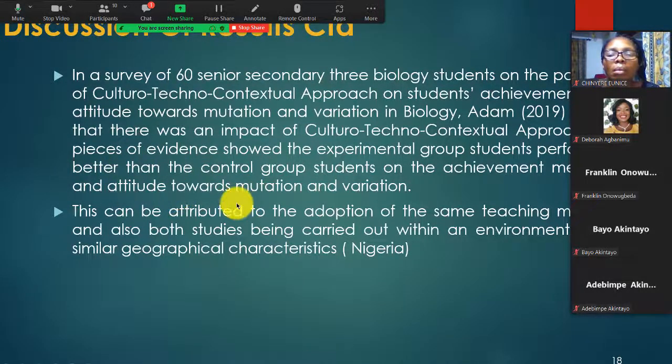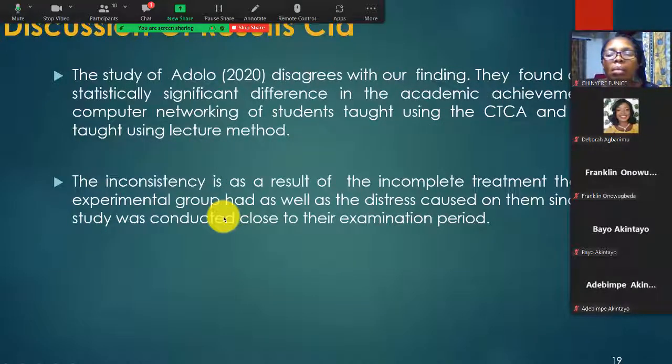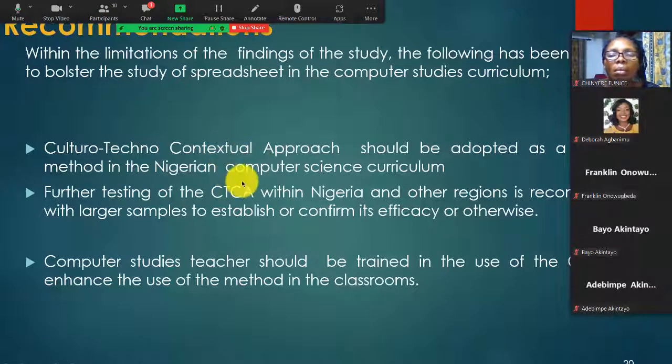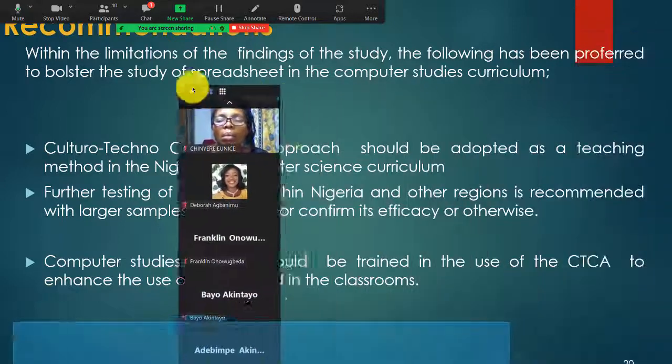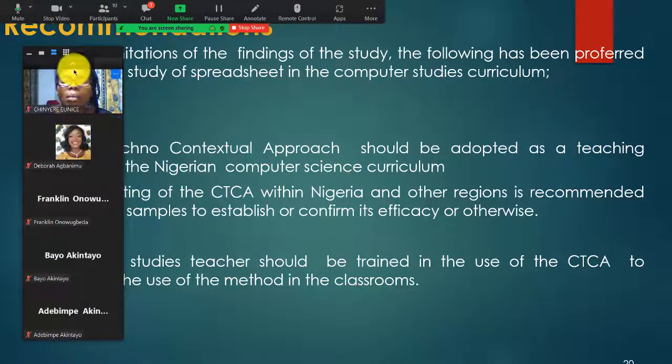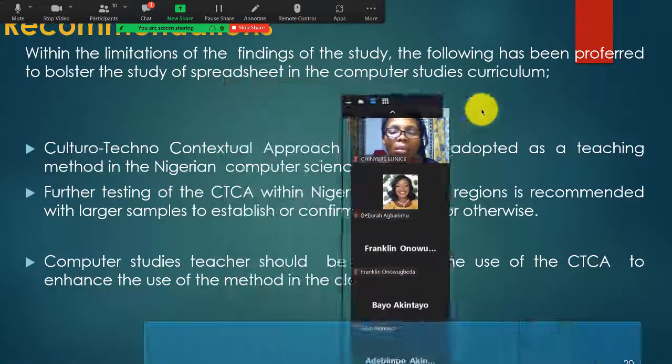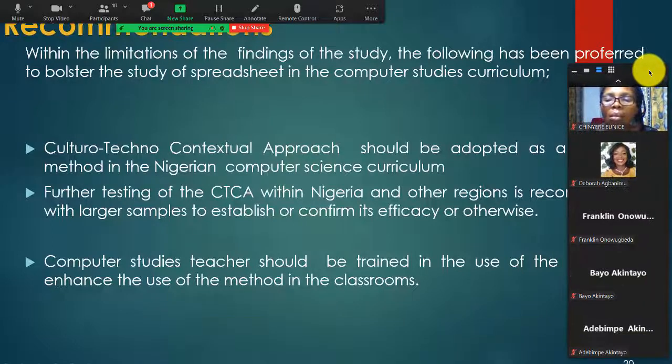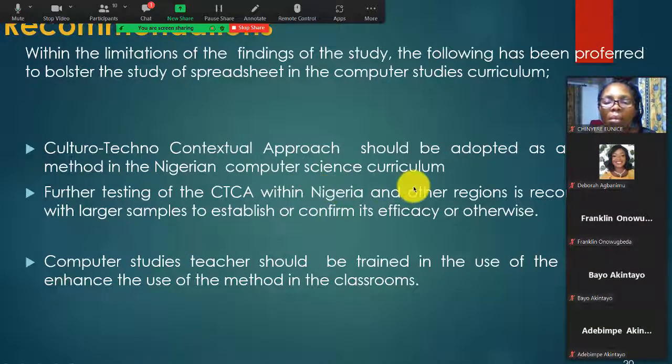So this is a summary of what we have. The experimental group students did better. Some studies agree largely with our findings here for computer studies. And our recommendation here is that we know that our sample size is rather small. So we are going ahead to continue to probe this research question with larger samples. But based on what we found, quite exciting findings at this stage, the CTCA could be an approach that can be used for teaching the computer science curriculum.